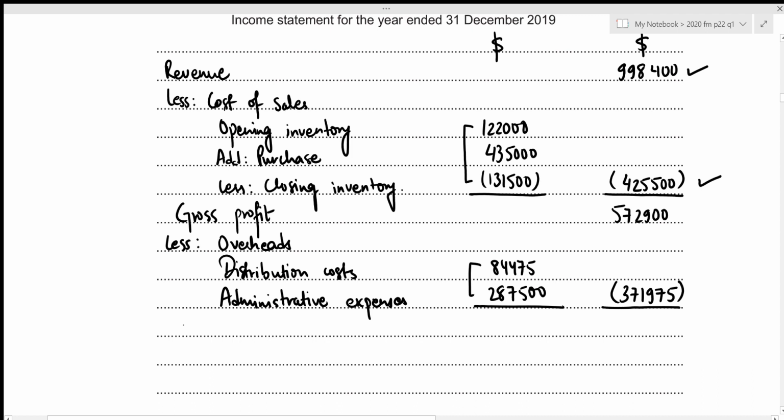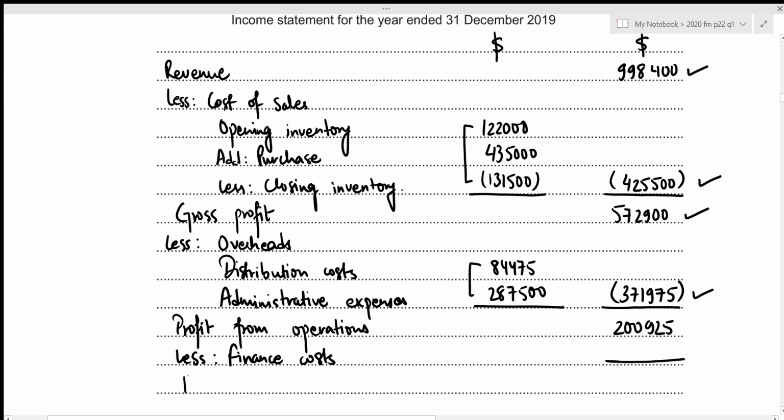Alright, now we can figure out our profits from operations. This is just going to be the difference between our gross profit and overheads, which in this case is 572,900 minus 371,975, which results in 200,925. Now the next step would be to deduct all of our finance costs, and after that we can figure out the profit for the year.